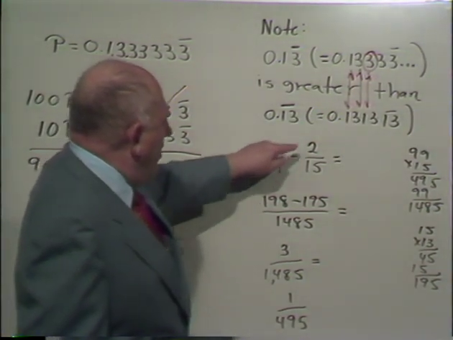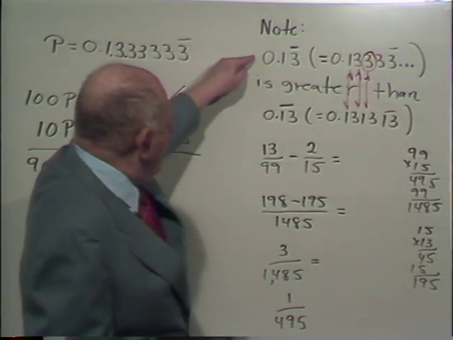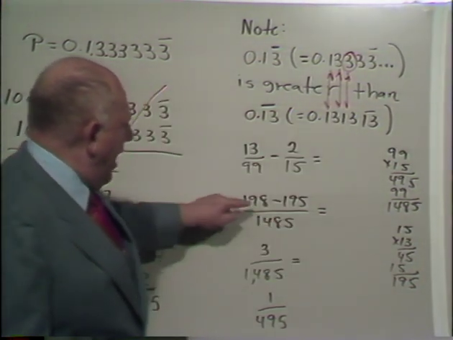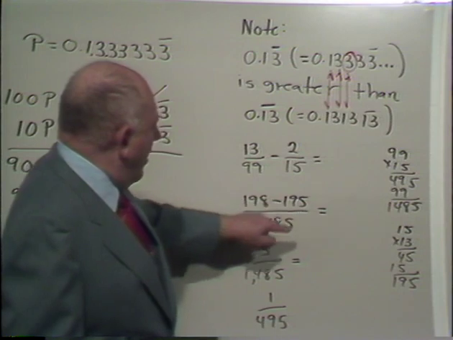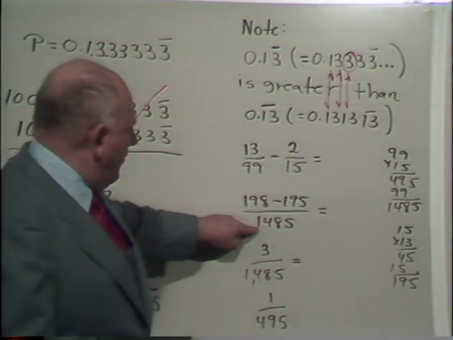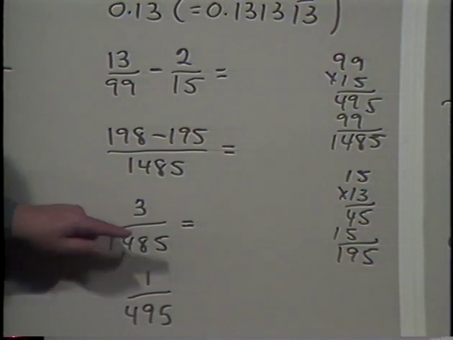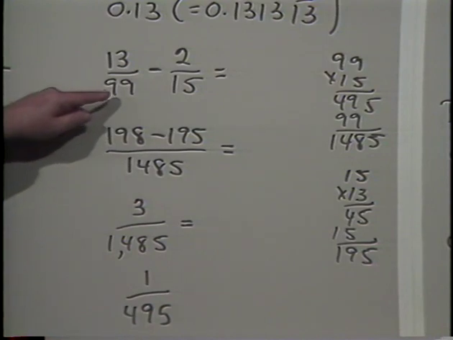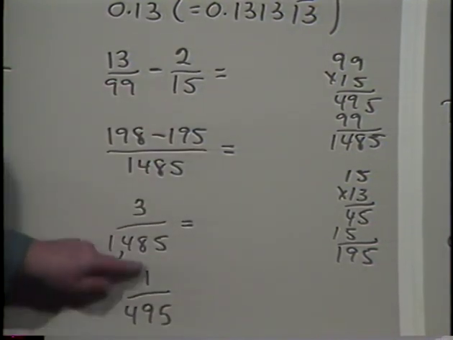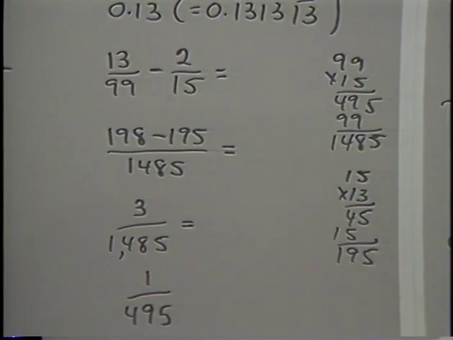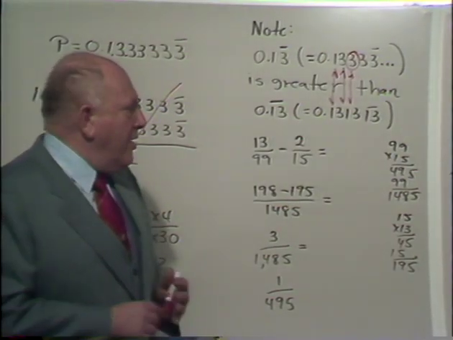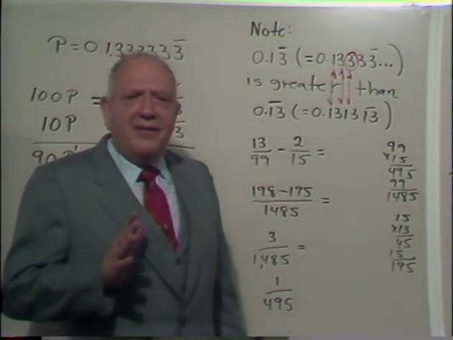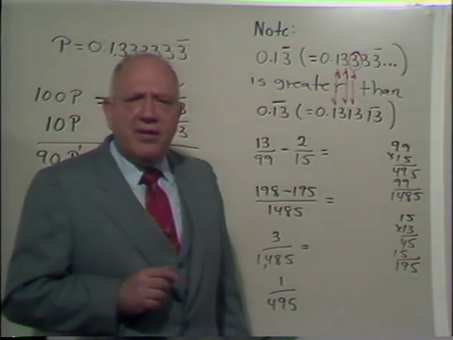13 over 99, subtract 2/15. You see, this is your 13 over 99. This is your 2/15. You subtract these. Computations are on the side here. You get 198 minus 195 over 1,485. That's 3 over 1,485, and that reduces to 1 over 495, which says what? These two numbers aren't the same, but how different are they? They differ by 1 part in 495. And you'll have plenty of time to do some experiments this way. But what I wanted to show you is that I can construct decimals which don't have repeating cycles.